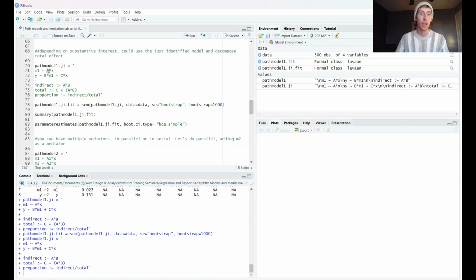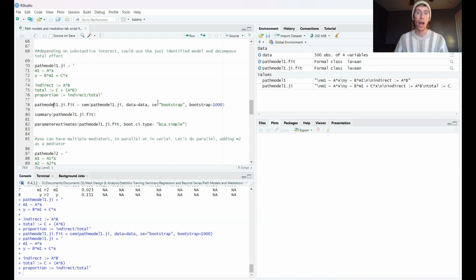So you'll see A and B, that part is the same. And now I'm adding C. Technically it'd be C prime in classic mediation terminology. Indirect effect part is the same. But now I'm defining the total. This is the total effect. So the direct effect, or C prime, plus the indirect effect. Then I'm looking at the proportion. So out of the total effect, how much of that does the indirect effect account for? So that's all the things I want.